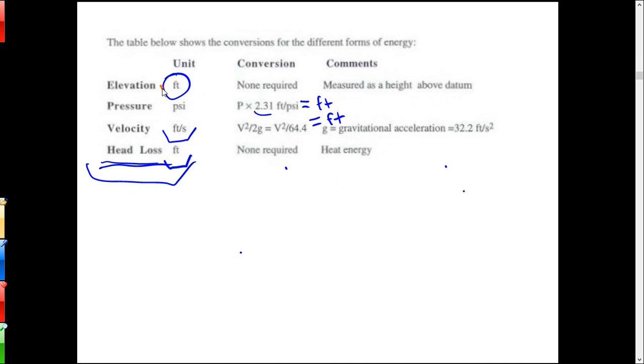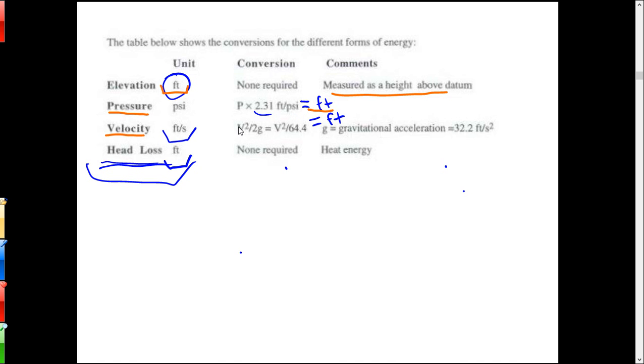Now, what we'd like to do is get a total amount of energy. The unit we use for that is feet. So what we would do here would be to convert the pressure and velocity into feet. That allows us to have one unit for all these forms of energy, so we can add them together and get a total. Okay, so elevation is already in feet. It's measured as a height above a datum. Pressure is measured in psi. If we multiply that by 2.31, we'll get that into feet.